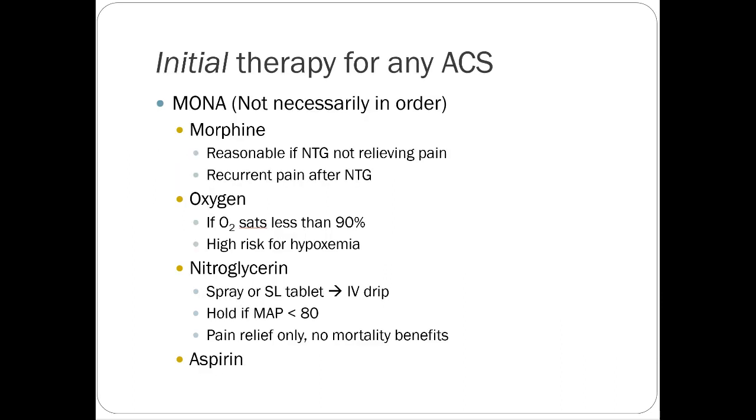So initial therapy for any acute coronary syndrome. Think about somebody in the ambulance on their way to the hospital, or somebody in the emergency department waiting for a cath lab room to open up, or cath lab staff to get ready for the patient. MONA is an acronym, but it's not really exactly in that order, but you can remember that if you want. Morphine, oxygen, nitroglycerin, and aspirin.